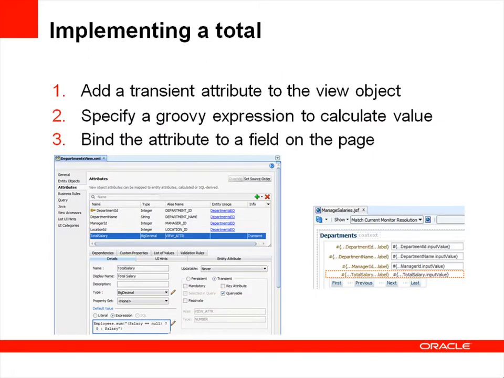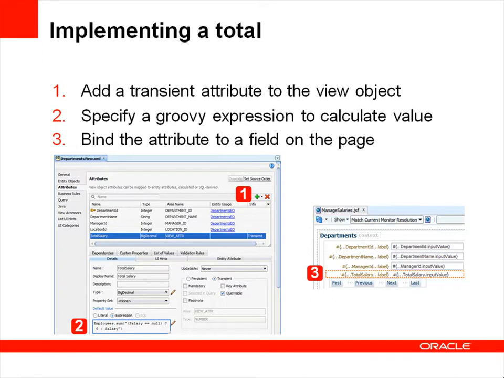In this demonstration, you learn how to use Groovy to calculate the total. Groovy is a scripting language that uses a simple Java-like syntax for manipulating Java objects. To implement a total, you add a new transient attribute to the view object. Transient attributes are often used to provide subtotals or other calculated values that are not stored in the database. For the attribute's default value, you specify a Groovy expression. We'll go over the expression in detail during the demonstration that follows.